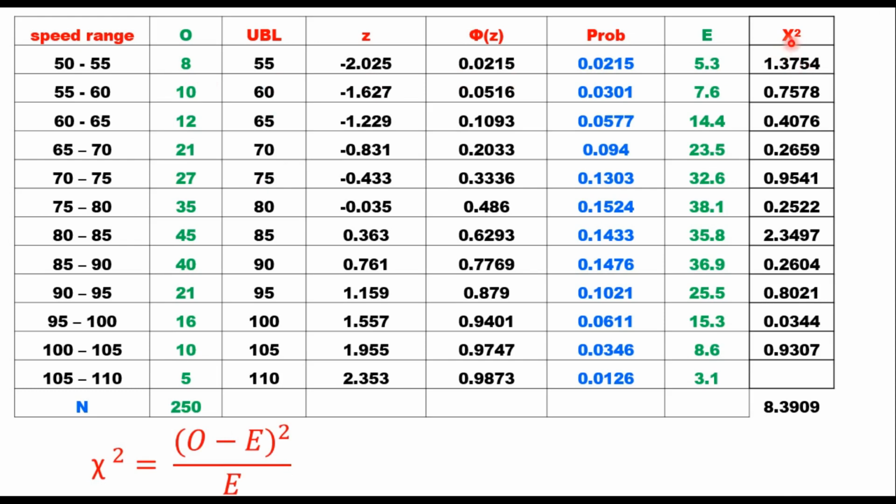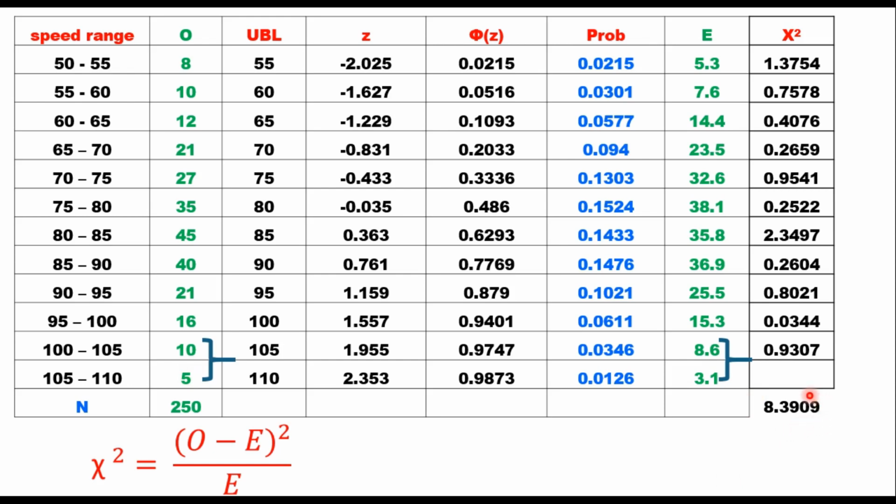An important point to note is that this chi-square test is not applicable when the expected frequency is less than 5. For example, here the expected frequency is 3.1. In that case, you merge these two rows and calculate a single value of chi-square. The expected frequency is now 11.7 against a value of 15. So the total sum of chi-square is 8.3909.